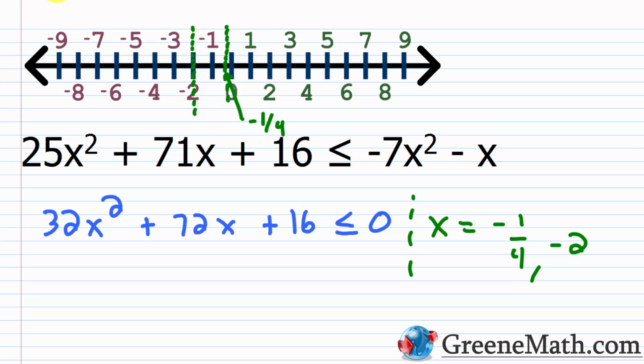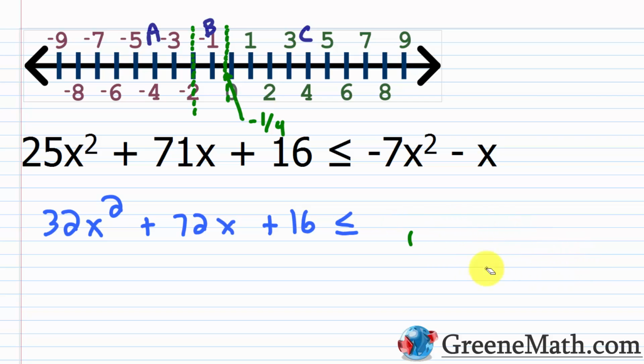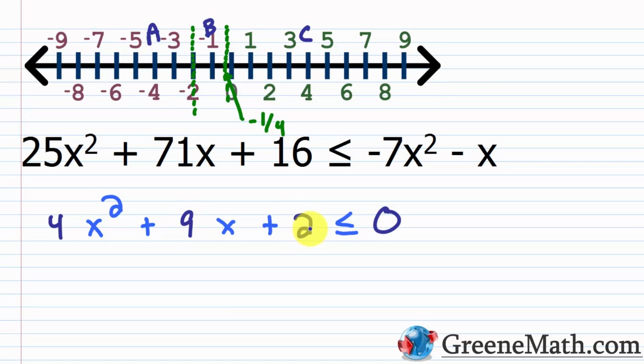So I'm splitting this up into 3 intervals. Anything to the left of negative 2 is interval A. Anything between negative 2 and negative 1/4 is interval B. And anything to the right of negative 1/4 is interval C. All right, so let's just pick a test value for each of these. And let me write my 0 there again. So let me divide this by 8. So this would have been 4x squared, and this would have been 9x, and this would have been 2. Again, just doing that so I have smaller values to work with.